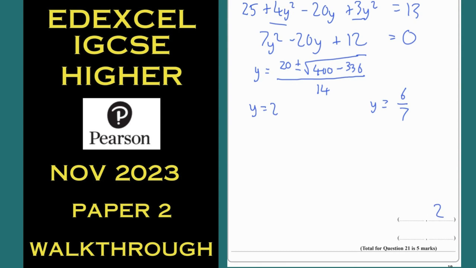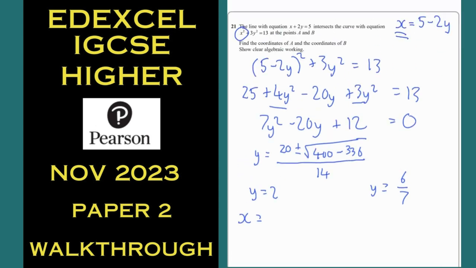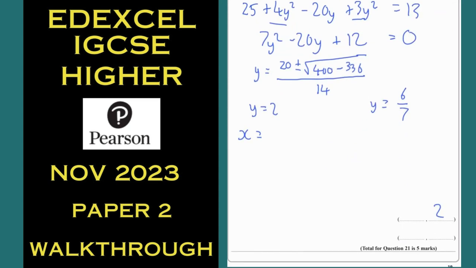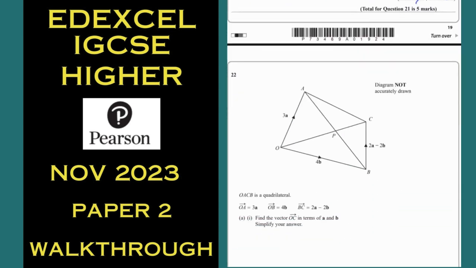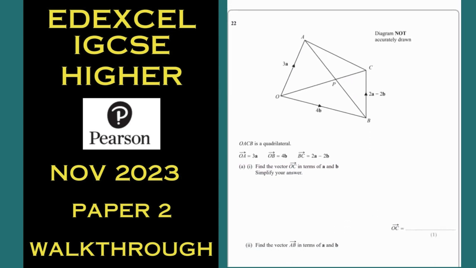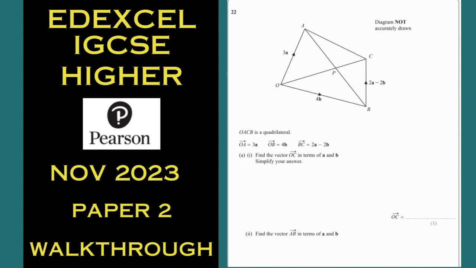So when y is 2, we can go back to x equals, I've scrolled it off, but there we go, 5 minus 2 lots of y. So 5 minus 2 lots of 2 is 1. And same here, 5 minus 2 lots of 6/7. Going to be calc, 23/7. Onwards.